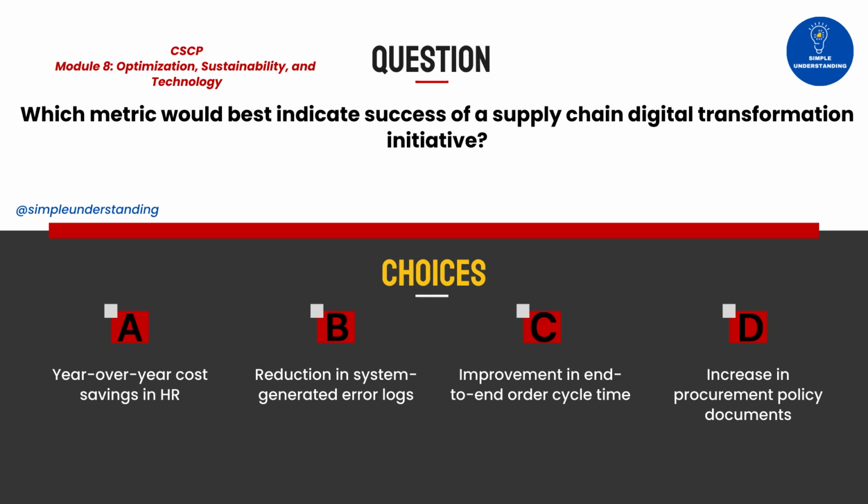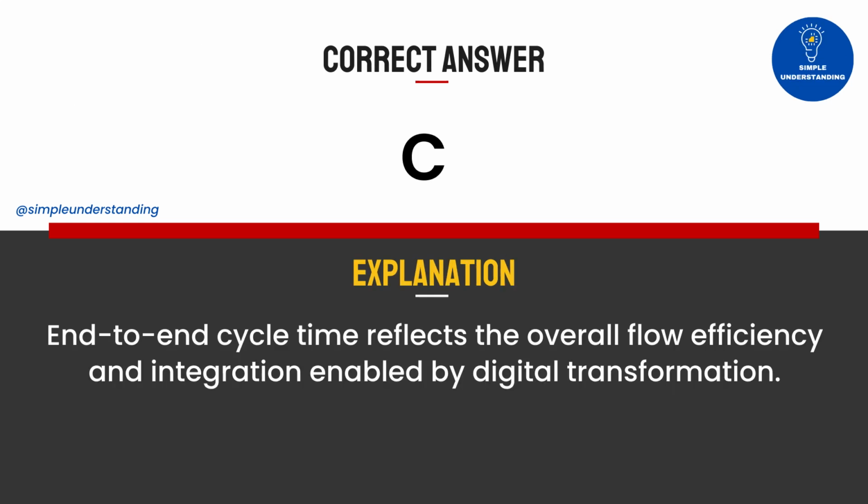15. Which metric would best indicate success of a supply chain digital transformation initiative? A. Year-over-year cost savings in HR. B. Reduction in system-generated error logs. C. Improvement in end-to-end order cycle time. D. Increase in procurement policy documents. Correct answer: C. Explanation: A reduced order cycle time reflects improved integration, automation, and flow efficiency post-transformation.